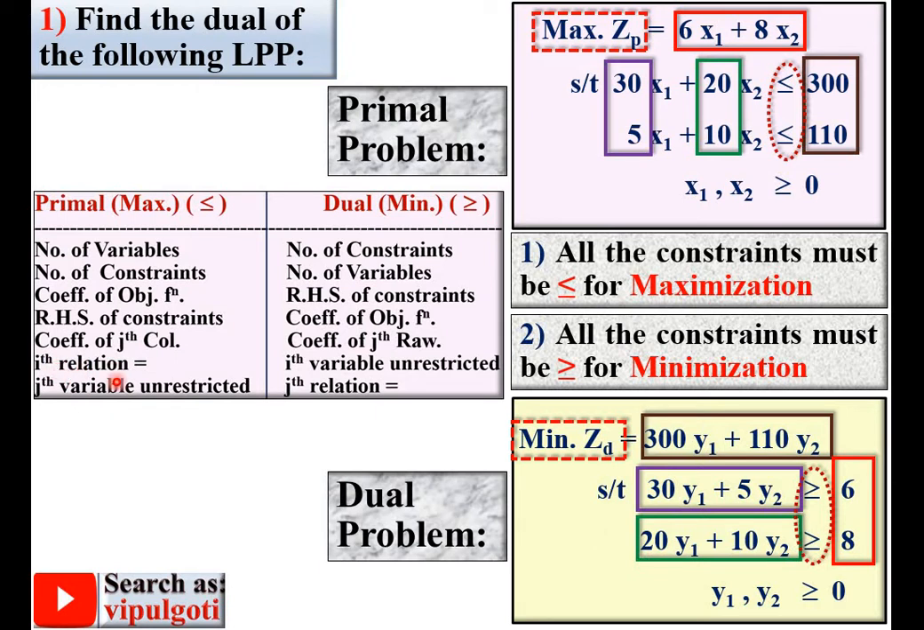Next, ith relation in the primal problem having equality sign. Here these are the 2 relations, and none has an equality sign, so skip this point. Next, jth variable unrestricted. Here you can see both the variables are greater than or equal to 0, so no variables are unrestricted, and we skip it also. And at last, the decision variables for the primal problem are greater than or equal to 0, and here y1 and y2 are greater than or equal to 0.